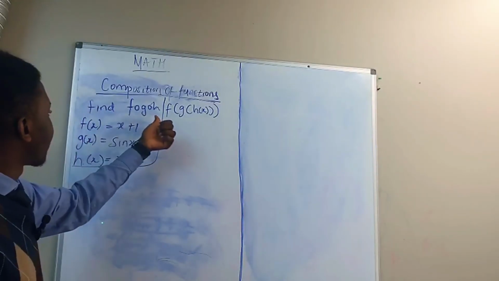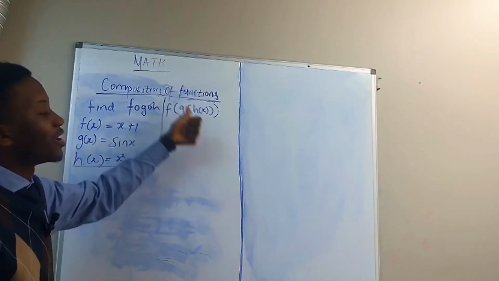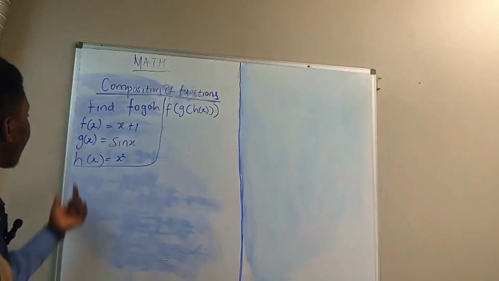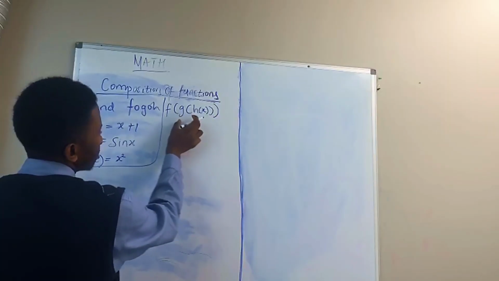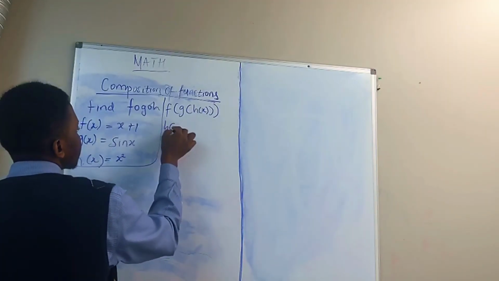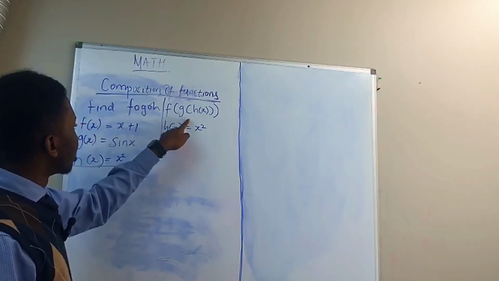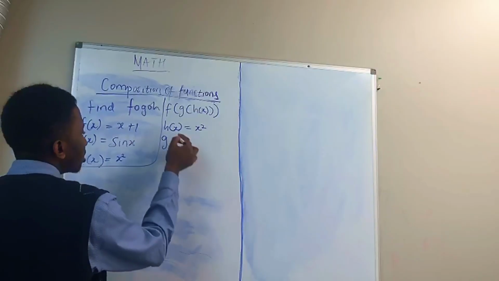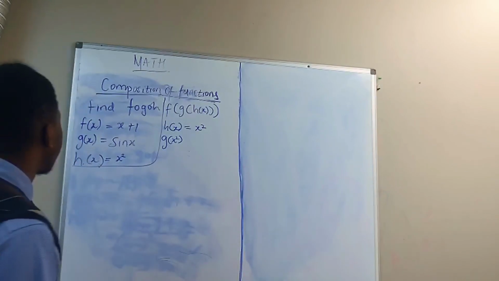So f of g of h is f of g of h of x. Now the same way, what is h of x? We start with this. What's g of h of x? So h of x is given to us as x squared. So now g of h of x is g of x squared.